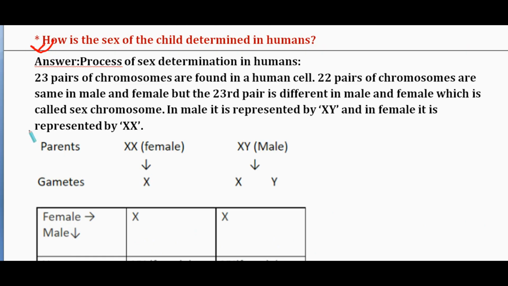Now the next question: how is the sex of a child determined in humans? Process of sex determination in humans: 23 pairs of chromosomes are found in the human cell. 22 pairs of chromosomes are the same in male and female, but the 23rd pair is different in male and female, which is called the sex chromosomes. In male, it is represented by XY, and in female, it is represented by XX.